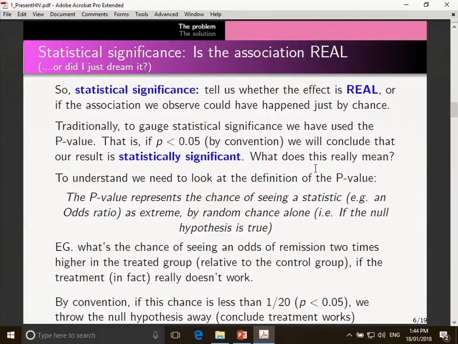So, for example, what is the chance of seeing an odds ratio of remission 2 times higher in the treated group relative to the control group if the treatment really doesn't work at all? What's the chance? If it's very unlikely, we throw away the assumption that the treatment doesn't work. We reject the null hypothesis. Okay? So, by convention, if this chance is less than a 1 in 20 chance, the null hypothesis, we can't keep it anymore. We have to throw it away. Okay, and that's that idea of rejecting the null hypothesis.